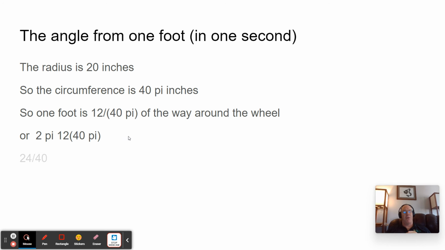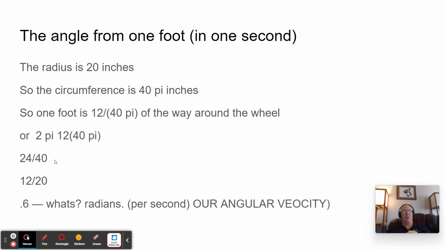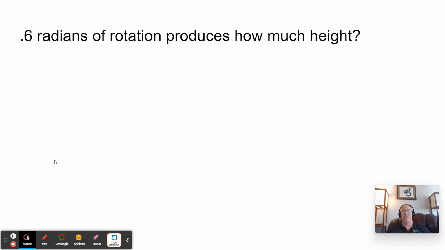That's meant to be 12 over 40 pi, but I wrote it incorrectly there. And then I divided by 40. And so the pi's cancel, and the final answer is 0.6 radians per second, which is our angular velocity, which is part of the question.